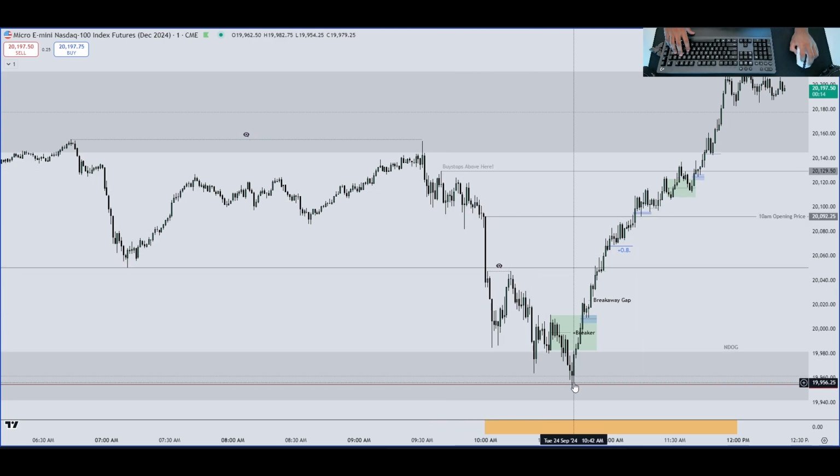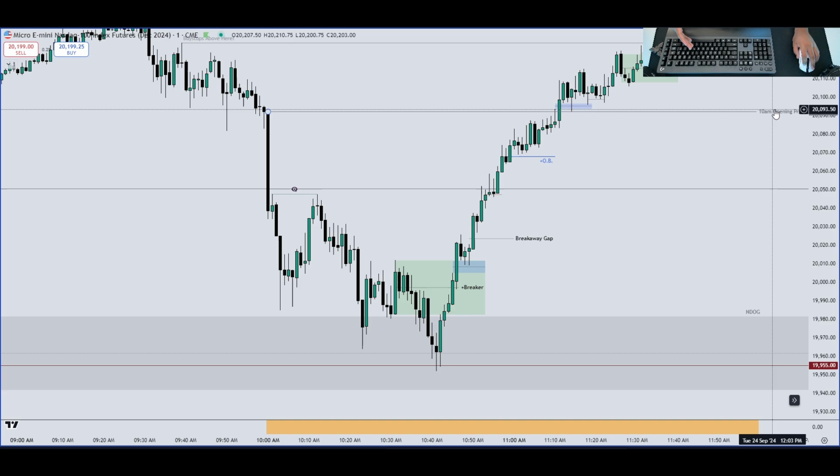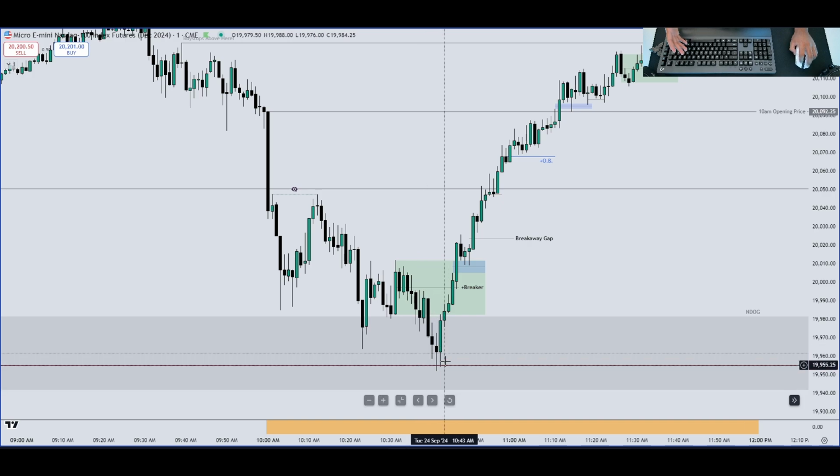So price is trading into a deep discount, and we tap into the consequent encroachment of the new day opening gap. I always talk about how you can utilize multi-PDRA within your analysis. What I mean by this is, okay, you're below the 10 a.m. opening price, and here's that midnight opening price. You have what's called a double discount. In addition, look at the bodies respect that new day opening gap.